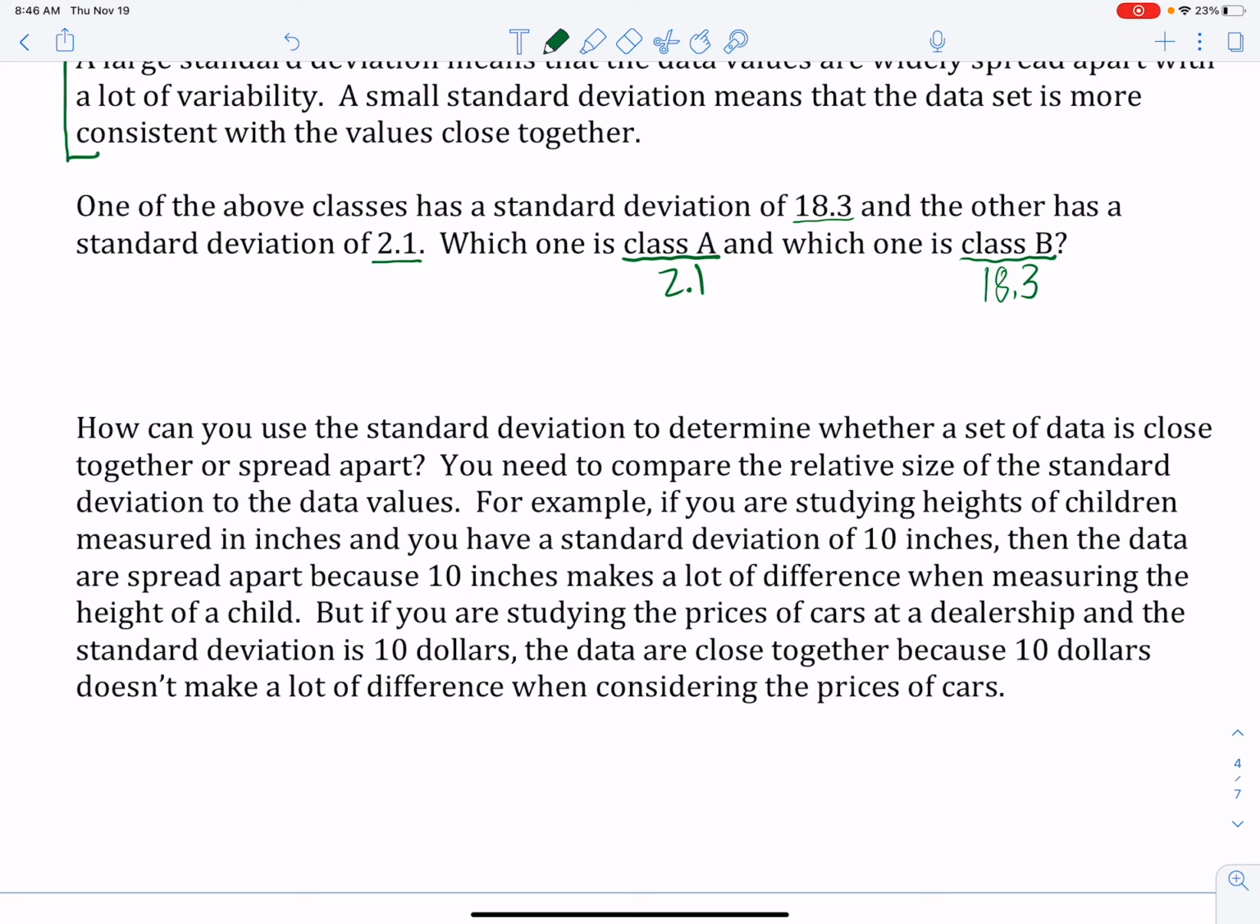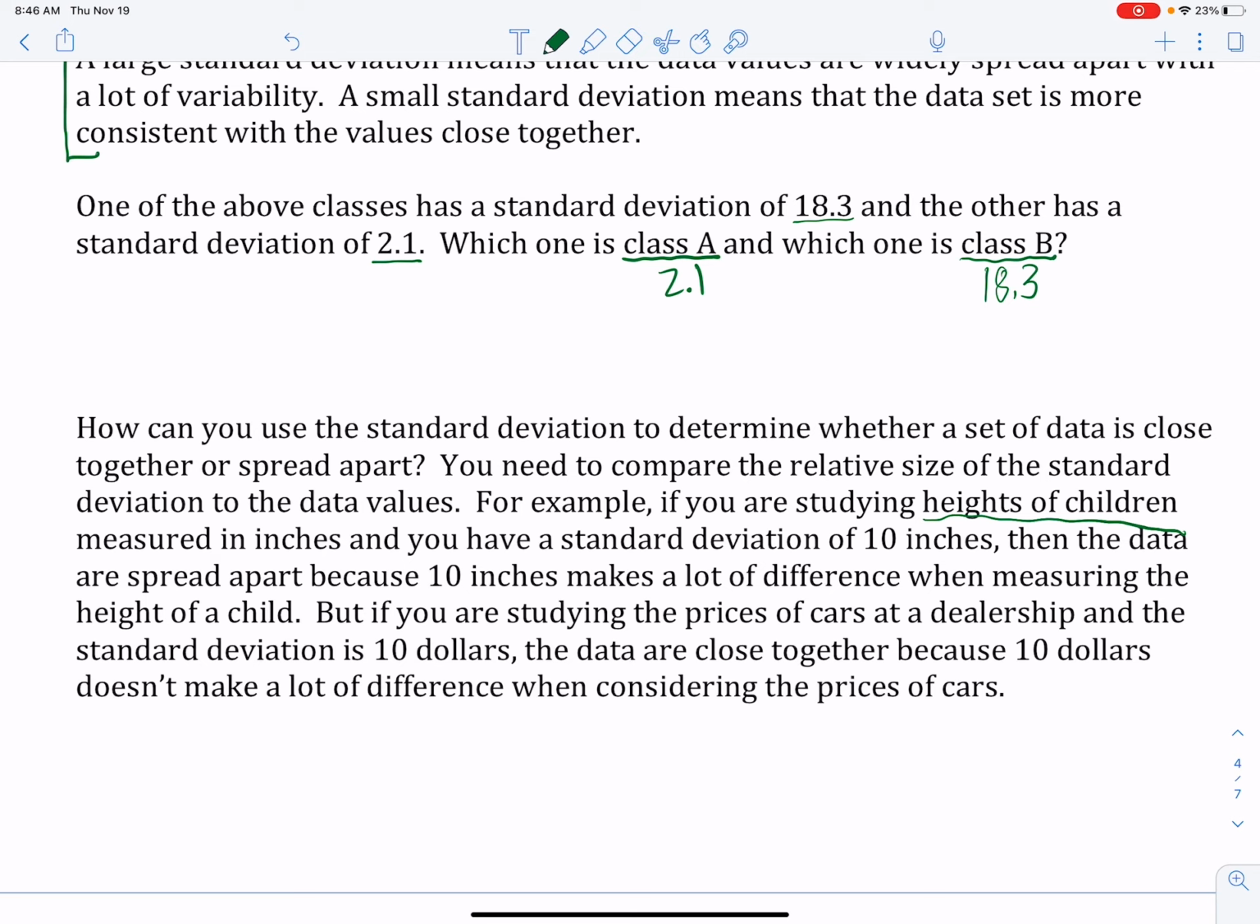So here's another example that's described. Let's say we have 2 sets that both have a standard deviation of 10. Well, if you're studying heights of children and you get a standard deviation of 10 inches, there we would say the data values are spread apart, because when you're talking about heights of kids, 10 inches makes a big difference. But let's say you're studying prices of cars and the standard deviation is $10. When you're talking about prices of cars, $10 doesn't make much difference at all. So there you would say the data values are very close together.